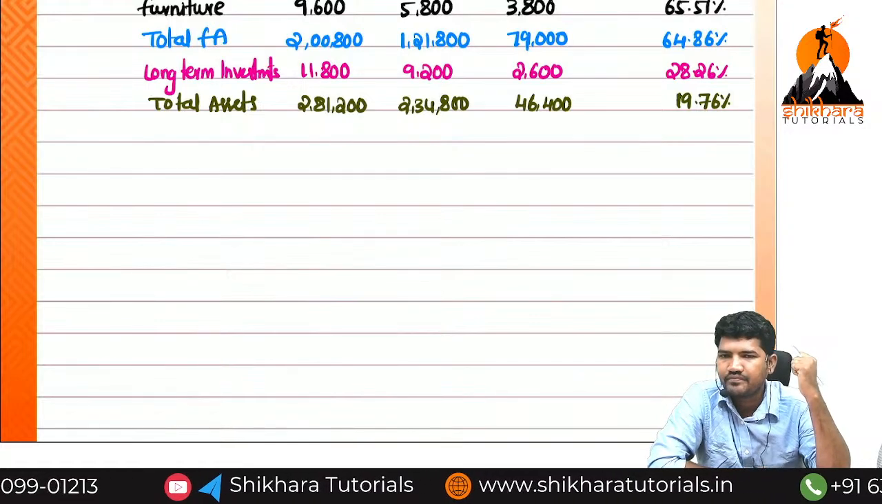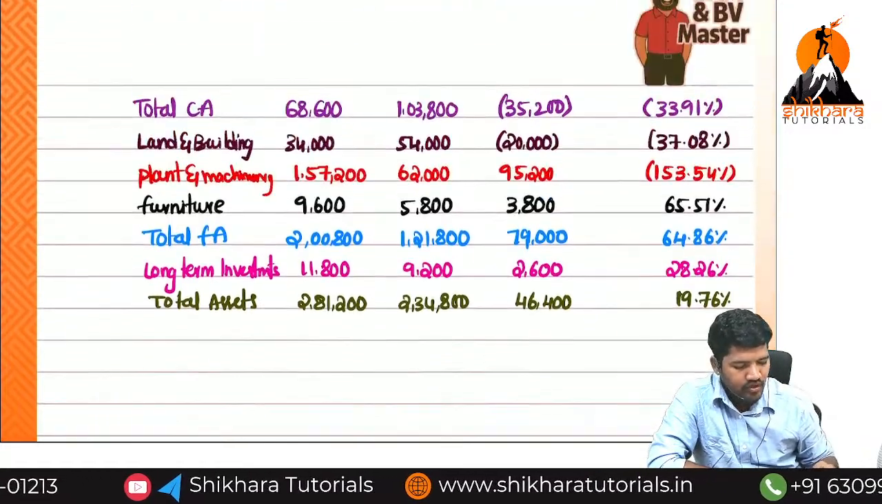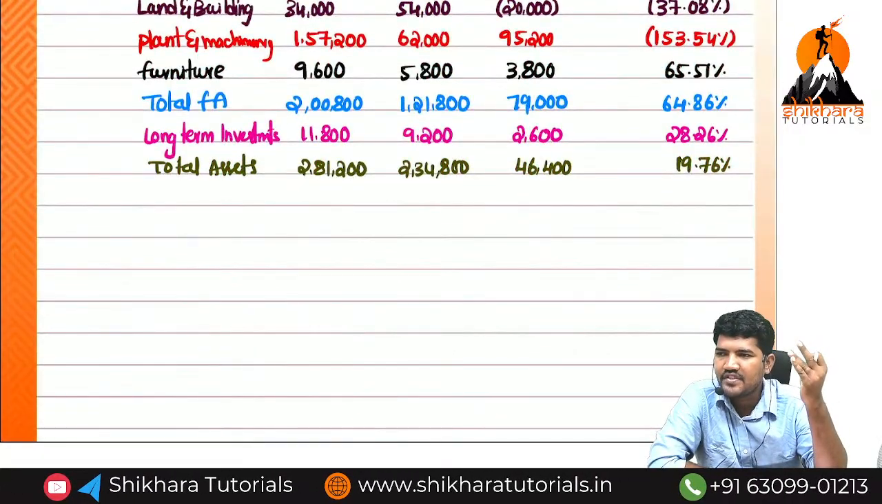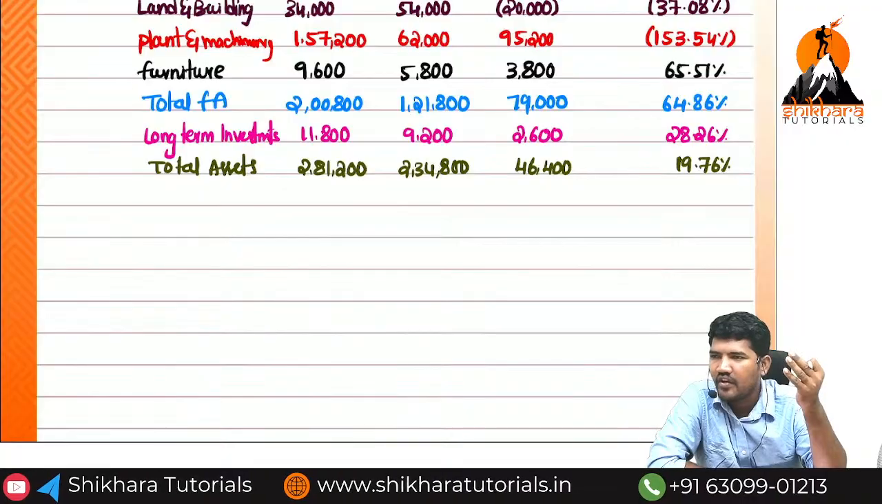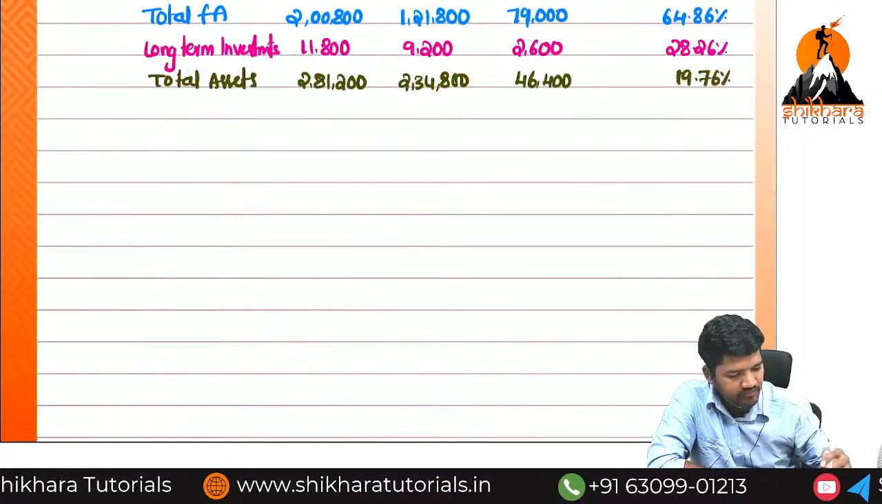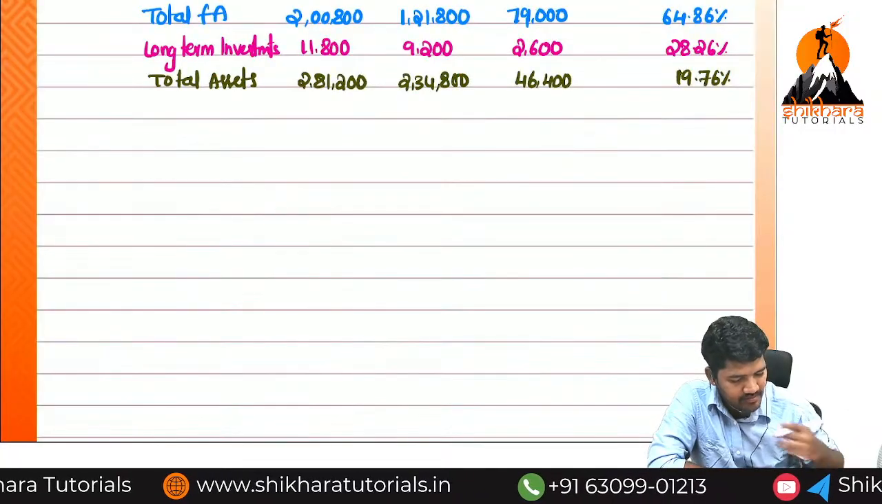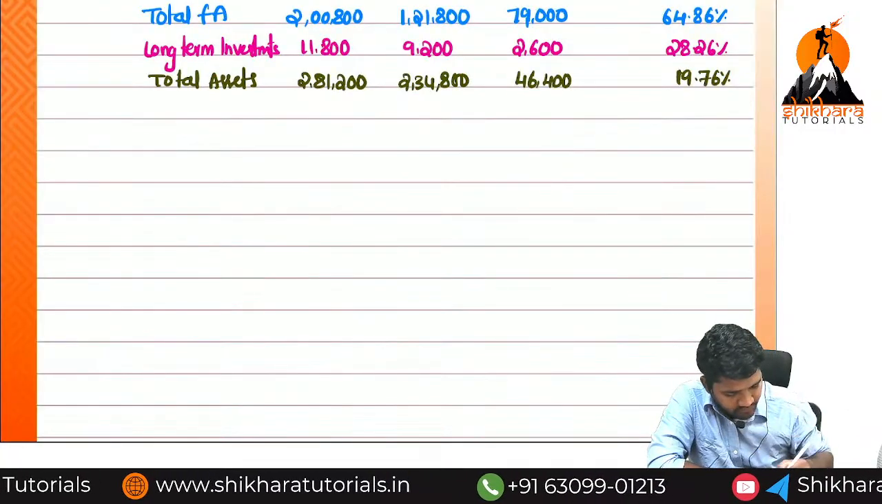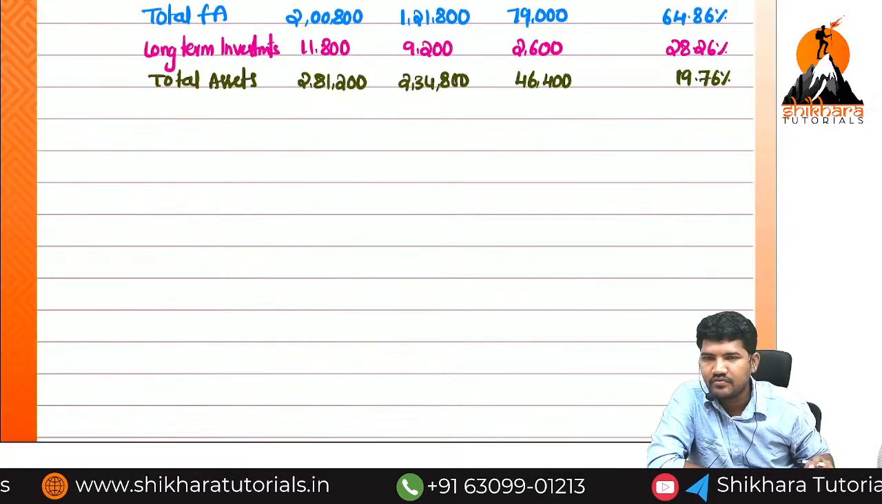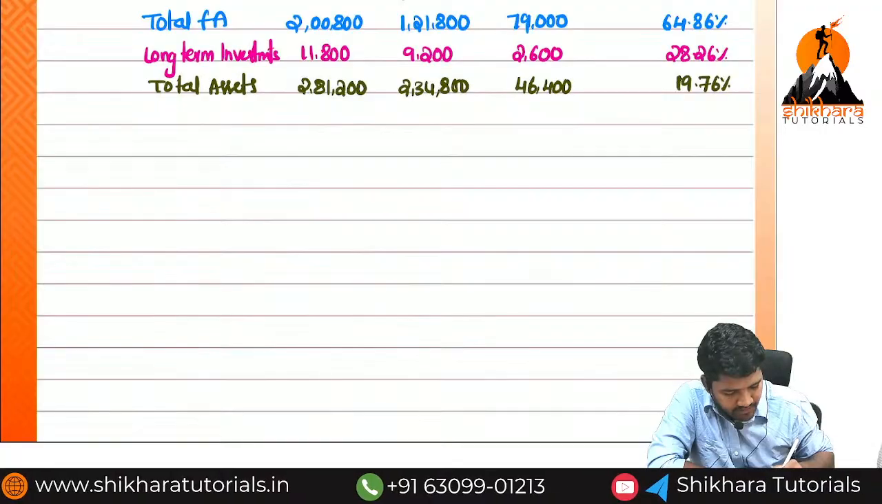Totally, on the total there are three things: current assets, fixed assets, and investments. Are you clear now? Done. What next? Liabilities. So please tell me about the liabilities. Speed up. Current liabilities total, just a heading. Okay. Current liability, please.